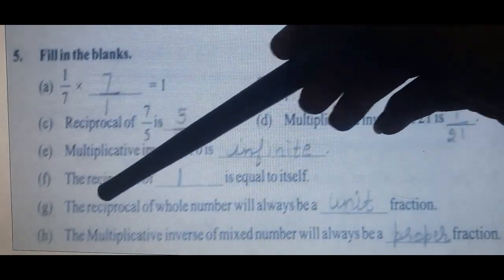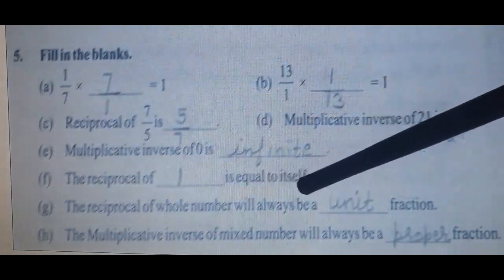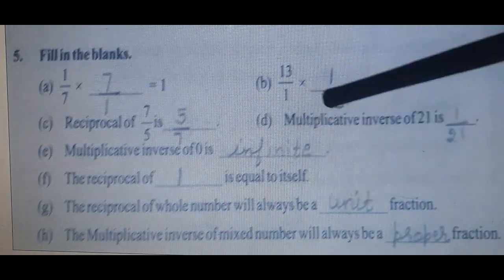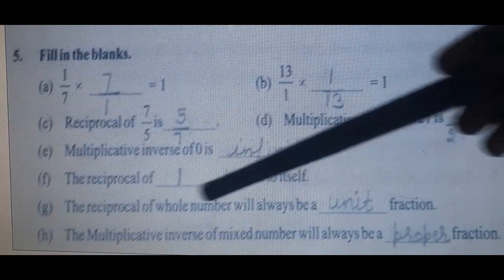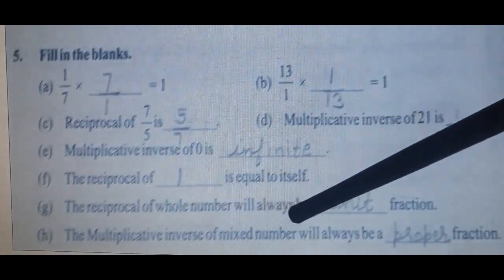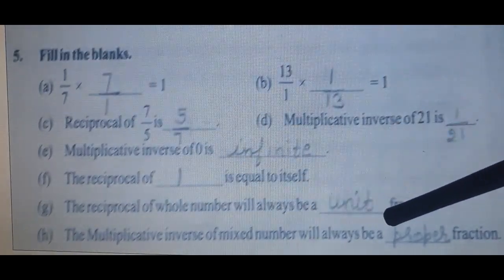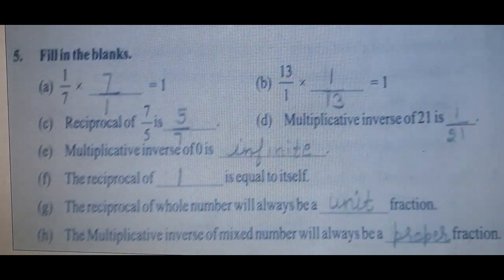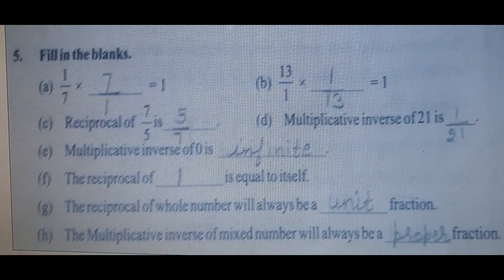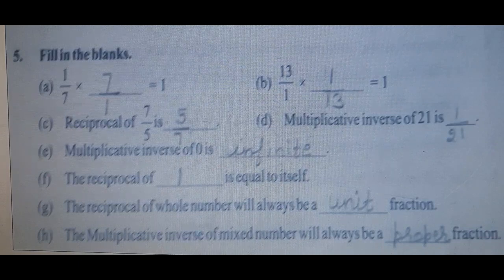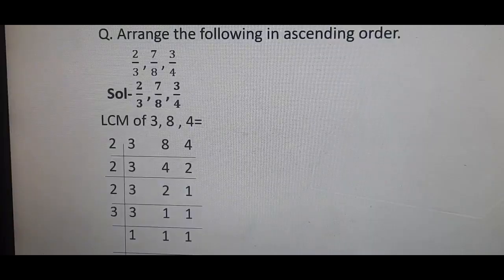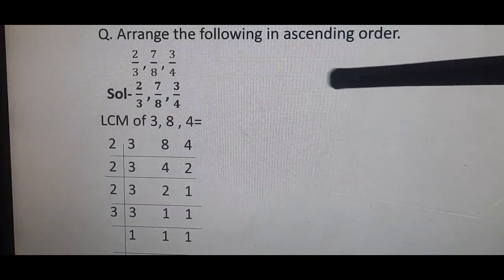Next fill-up: the reciprocal of a whole number will always be a unit fraction. Again, same thing which we have done in this D part. The multiplicative inverse of a mixed number will always be a proper fraction, because a mixed number is an improper fraction and its multiplicative inverse is a proper fraction. Now let's do practice of this question.